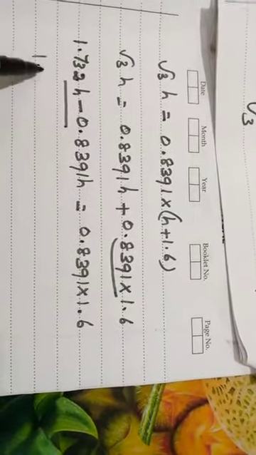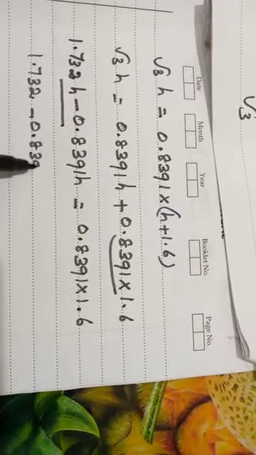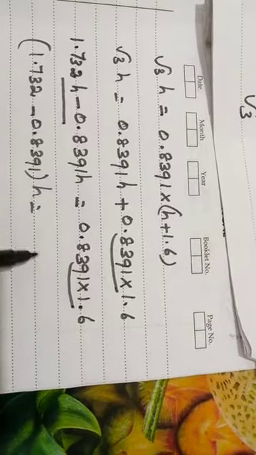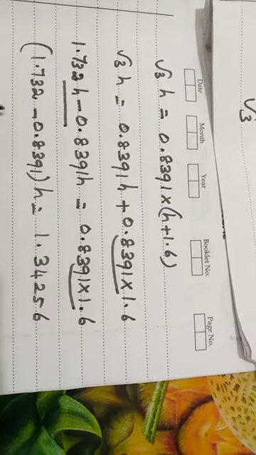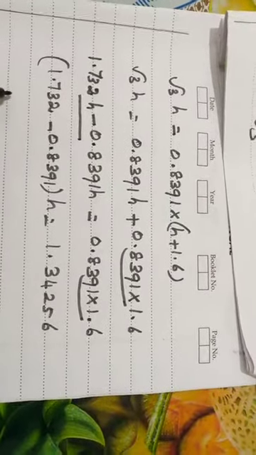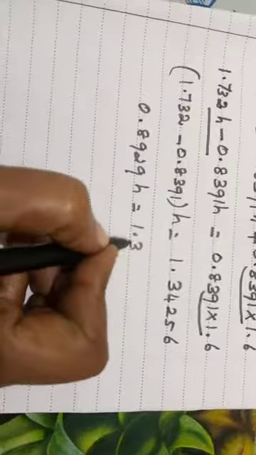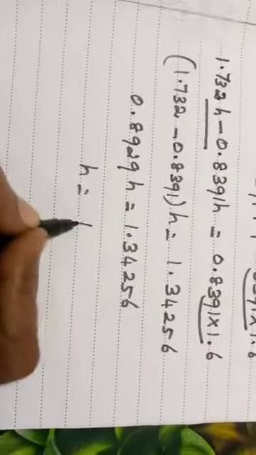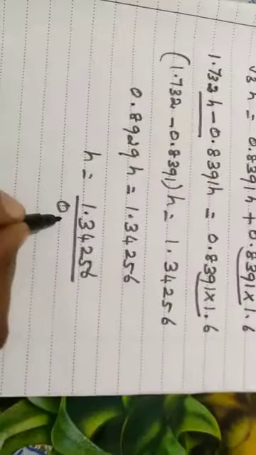Now here heights is common, take it. That is 1.732 minus 0.8391 into heights is equal to this both the term multiplied. We get 1.34256. From here after subtraction we get 0.8929 into heights is equal to 1.34256. Okay. From here heights is equal to 1.34256 divided by 0.8929.